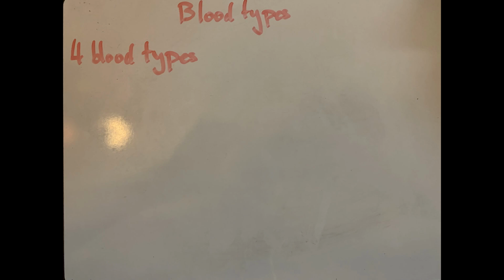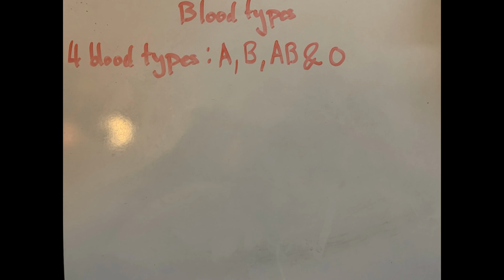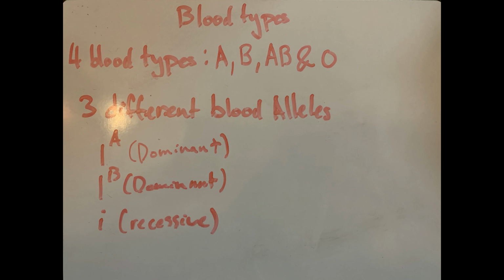There are 4 blood types, types A, B, AB, and O. This is because there are 3 different alleles, IA, which is dominant, IB, which is also dominant, and i, which is recessive. IA and IB are codominant, making AB blood.